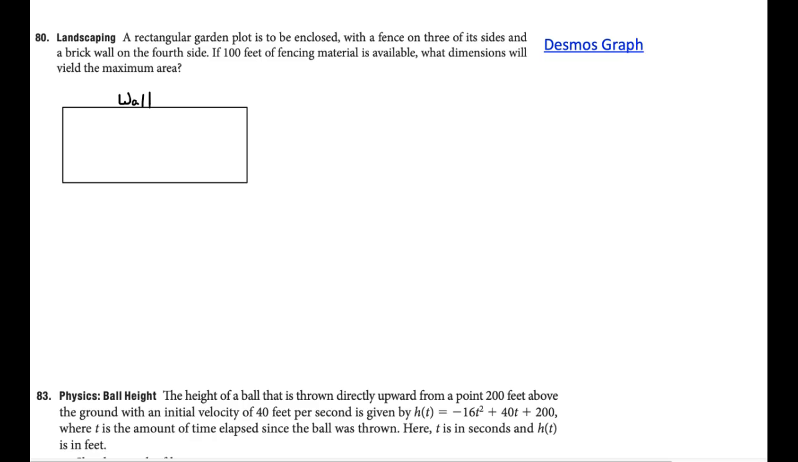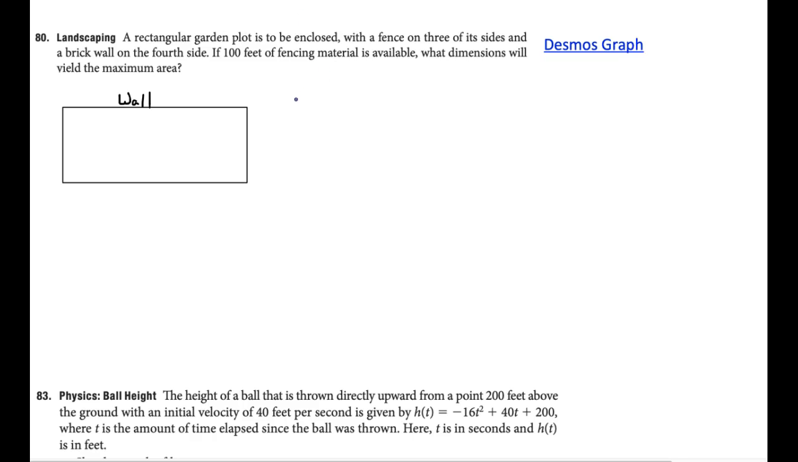It's a landscaping problem. We're given that a rectangular garden plot is going to be enclosed with a fence on 3 of its sides because there's a brick wall on the 4th side. So I drew a picture there of a rectangle, and there's a wall on one side, so we only have to worry about 3 sides. So we have 100 feet of fencing material. So that's kind of the key thing that we need to start with here.